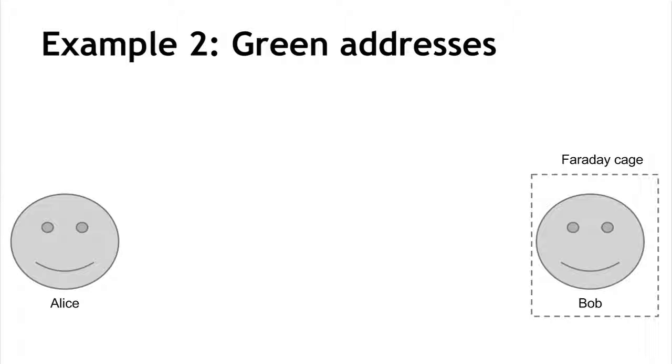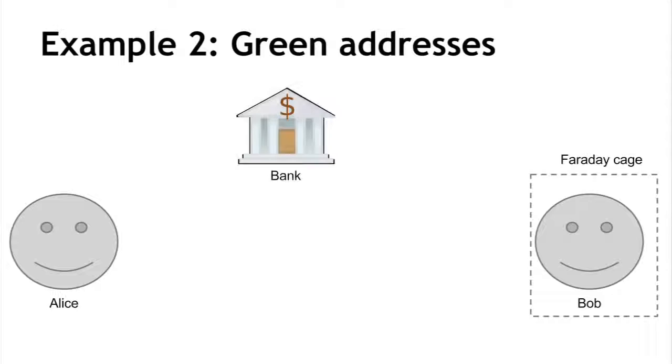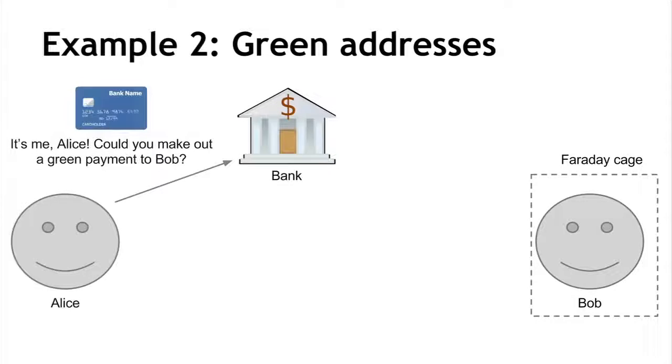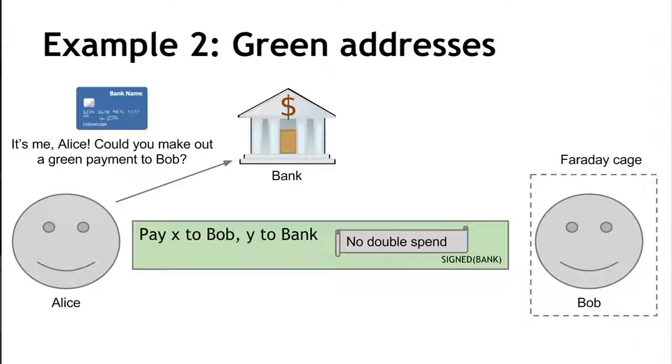So to solve this problem of being able to send money using Bitcoin without the recipient being able to access the blockchain, we have to introduce another third party, which is the bank. So Alice is going to talk to her bank and say, hey, it's me, Alice. I'm your loyal customer. Here's my card or my identification. And I'd really like to pay Bob here. Could you help me out? And the bank will say, sure, I'm going to deduct some money out of your account and draw up a transaction from one of my green addresses over to Bob.